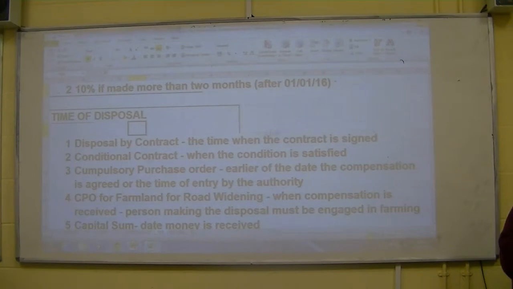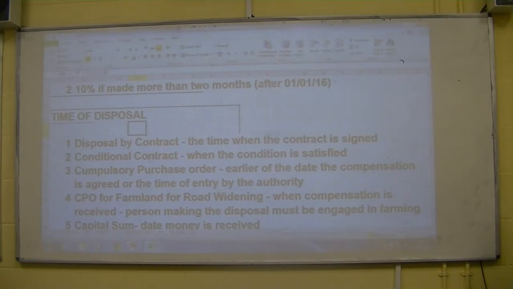Compulsory purchase order: the earlier of the date the compensation is agreed or the time of entry by the authority. It's usually going to be the time the compensation is agreed. Someone is not going to hand over their property until they've decided how much they're going to get for it before anyone actually gets in there. They're giving up their house or a piece of land. Is that like if you were giving it up for a new road or something? New road, yeah, exactly.